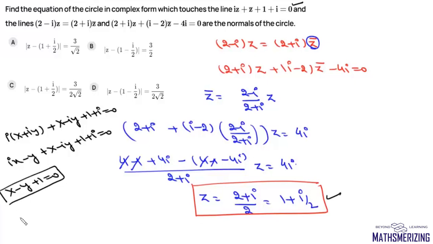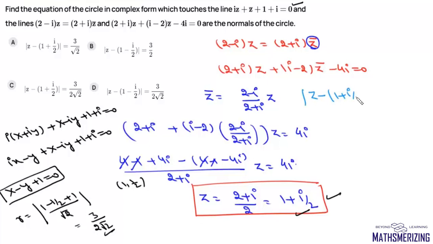Now we need to find its radius. Now radius is nothing but perpendicular distance from center to this tangent. Now center of this circle is at 1 comma 1 by 2. So it will be 1 minus 1 by 2 plus 1 upon root 2. So it will be 3 upon 2 root 2. Now once we have center and radius, we can write equation of this circle as mod of z minus 1 plus iota upon 2, and it will be equal to 3 upon 2 root 2, and that's your option C.